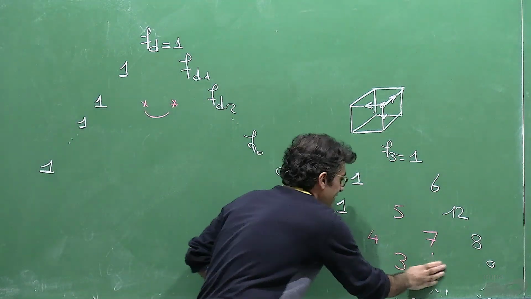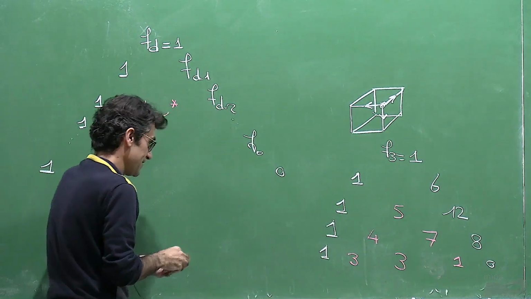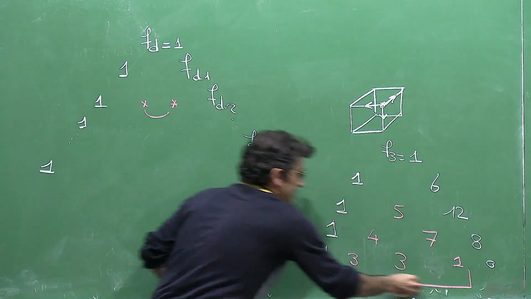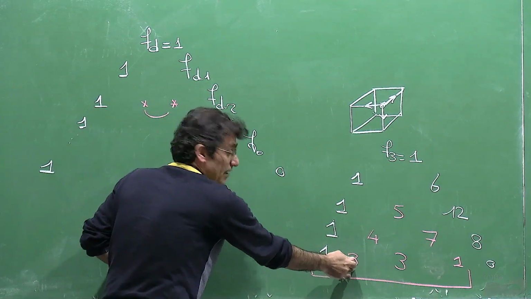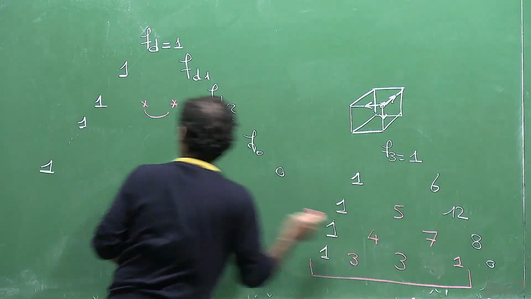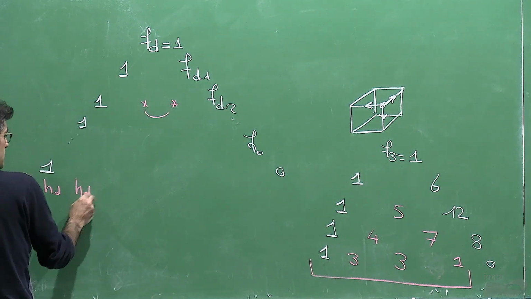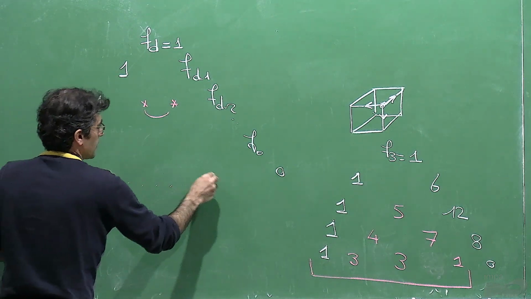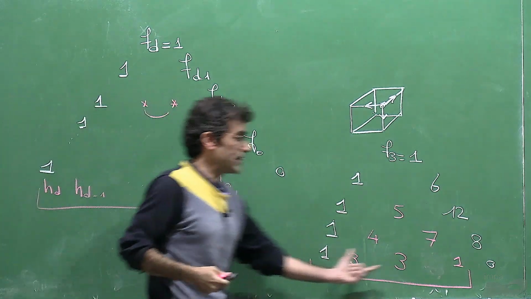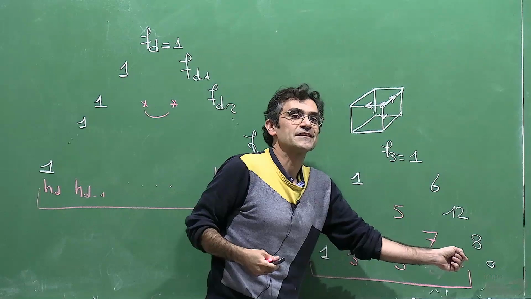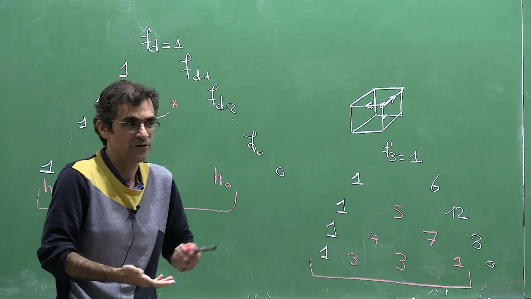Okay, so now the vector I get here is called the H vector. You can put H3, H2, H1, and H0. So the last one is HD, up to H0. This is called the H vector. Obviously, if you know the H vector, you can construct the F vector. So this is really a classification: the F vector and H vector are equivalent.